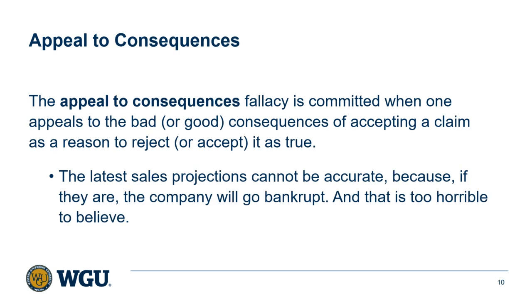Our eighth fallacy of relevance is called the appeal to consequences fallacy. This fallacy occurs whenever I appeal to the consequences of accepting a claim as a reason to reject or accept my argument. In this example, you will see that because I am uncomfortable with the thought of a company going bankrupt, I use this as a reason to reject the latest sales projections. My feelings about bankruptcy are irrelevant to the truthfulness of the sales projections. And as such, this is a clear example of the appeal to consequences fallacy.